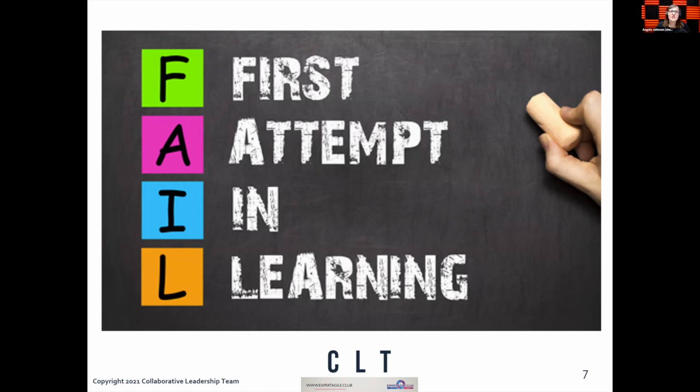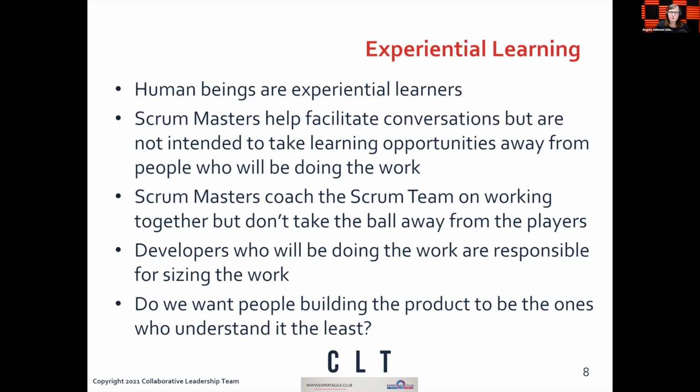People are experiential learners. So failure is the way we are wired to learn. We would never have learned to walk as human beings if, as a toddler, we were handed some document and told, read up, you got to walk tomorrow. It doesn't work that way. The only way we learn to walk is by trial and error. The only way we learn to talk is by trial and error, our first attempt in learning. So human beings are experiential learners, and Scrum Masters are supposed to facilitate conversations, not take that learning opportunity away.